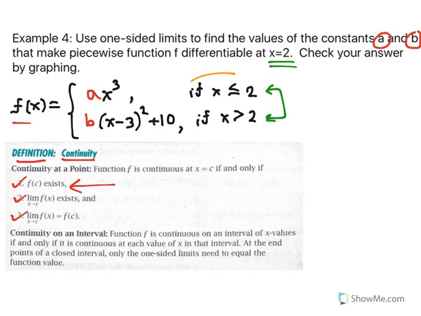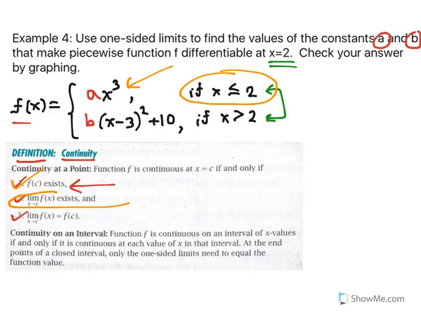You can see here that we have if x is less than or equal to 2, this is how the function is defined. So you would just have 2 cubed is 8. You would have 8 times a. That would be the value of the function at x is equal to 2. So this is satisfied.